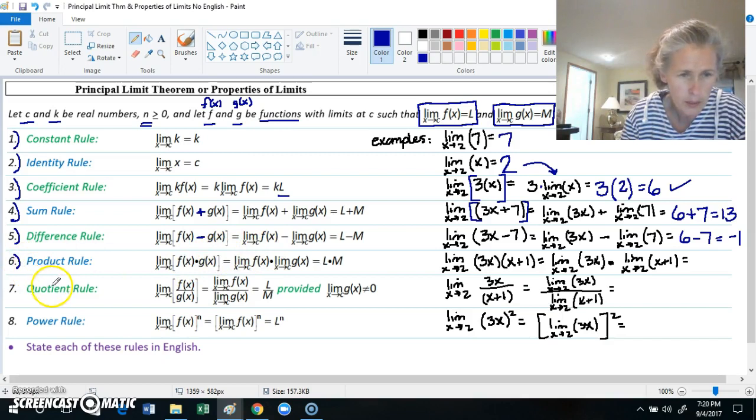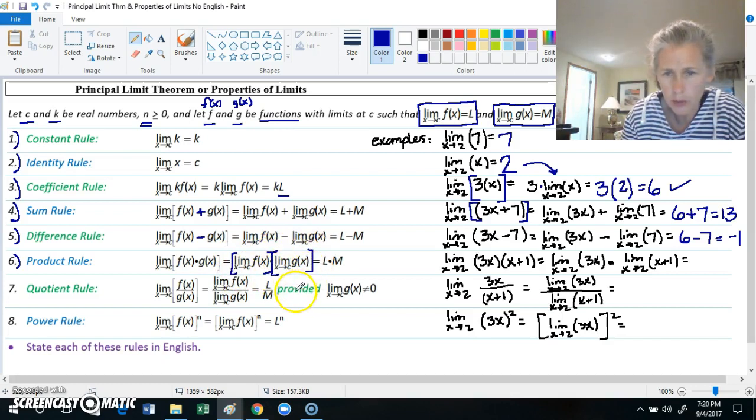Okay, hopefully you're getting the hang of this stuff. The limit of f of x times g of x as x approaches c will be the same as the limit of f of x as x approaches c times the limit of g of x as x approaches c. So our example says the limit of 3x times x plus 1 as x approaches 2. So I'm going to look at those two pieces separately. The limit of 3x as x approaches 2 is 6. The limit of x plus 1 as x approaches 2 is 3. 6 times 3 is 18.